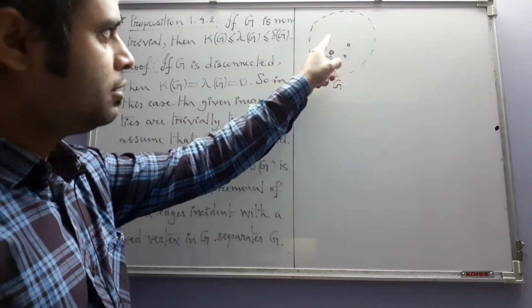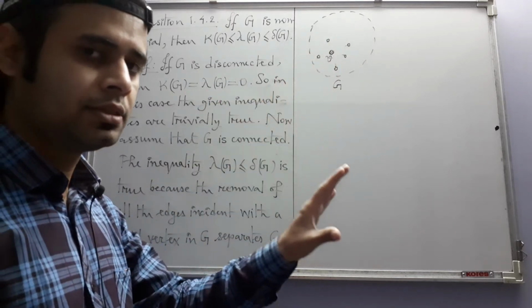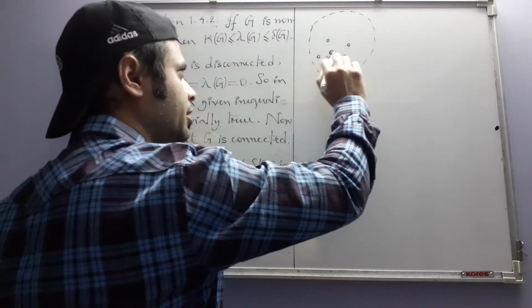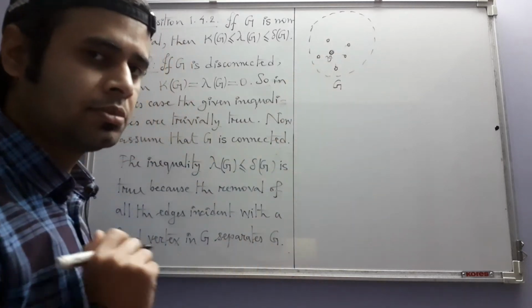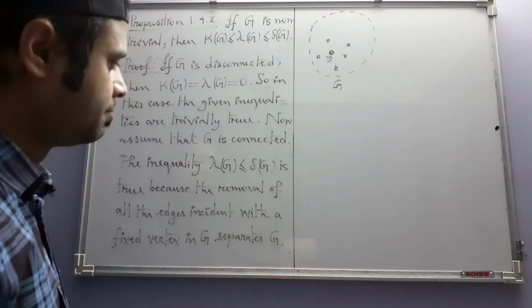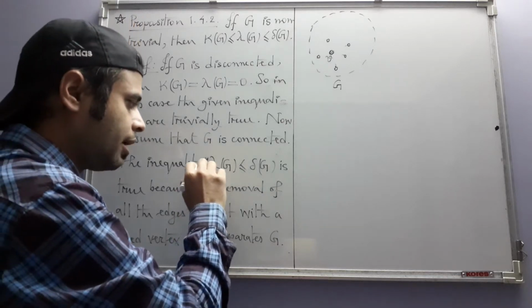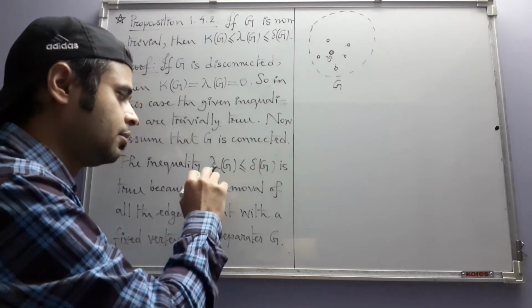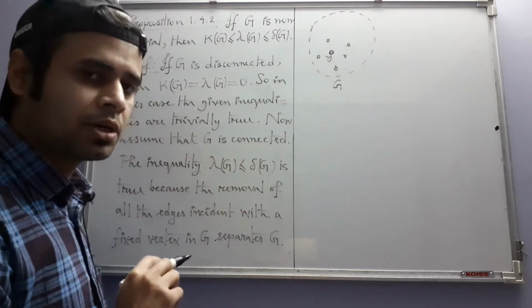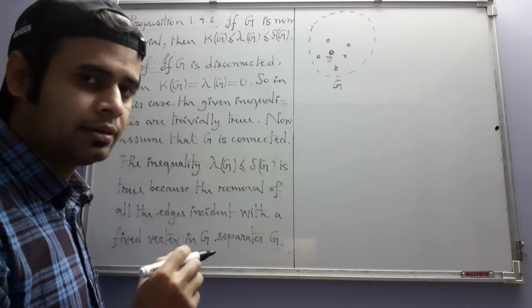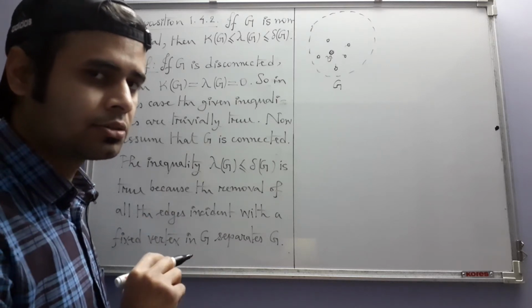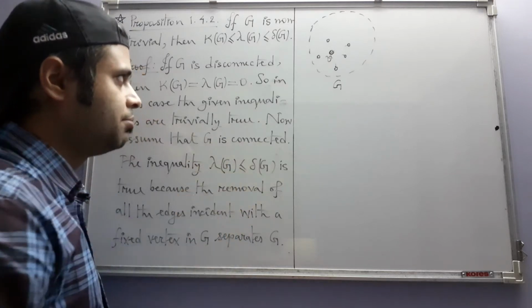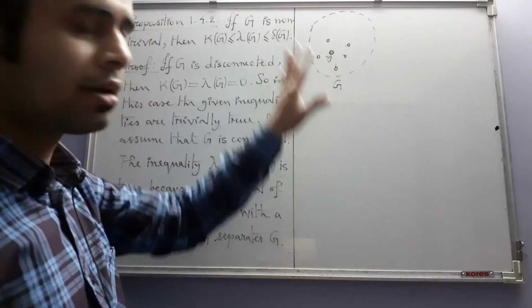Now to have this disconnected subgraph of G, we had to remove a number of edges from G. Fine. But lambda of G, the edge connectivity of G, is by definition the least possible number of edges in G that need to be removed in order to disconnect G. So naturally this lambda of G will be less than or equal to this number of edges.